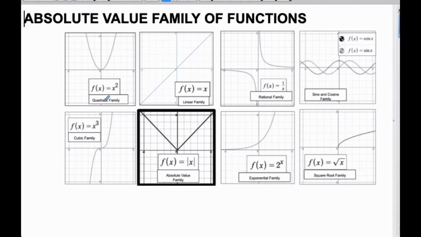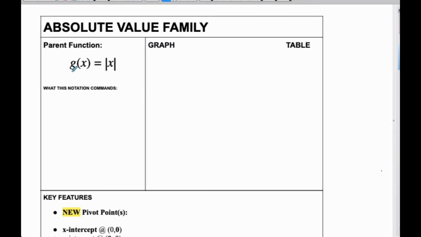We are going to be talking about the absolute value family of functions. Just to recap, we've done the quadratic family, the linear family, and the square root family as well. Now we're going to talk about the absolute value function. It is defined by two straight lines on either side of the x. The parent function g of x is equal to the absolute value of x.